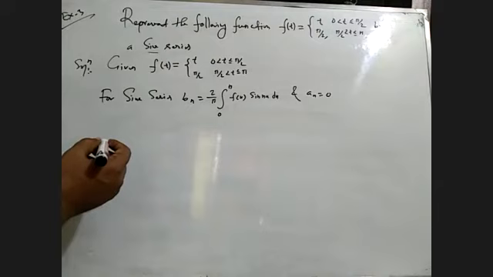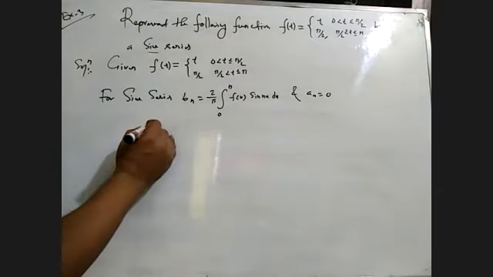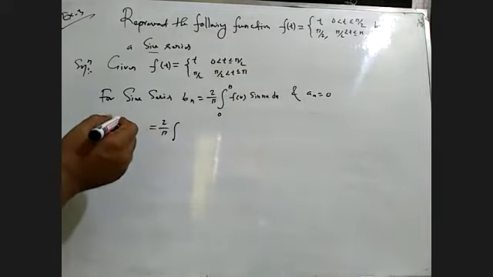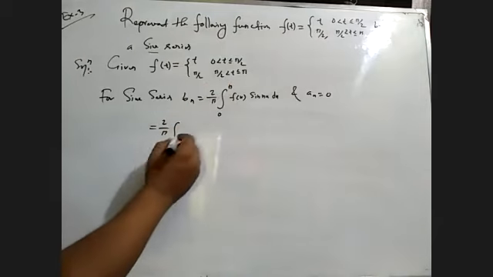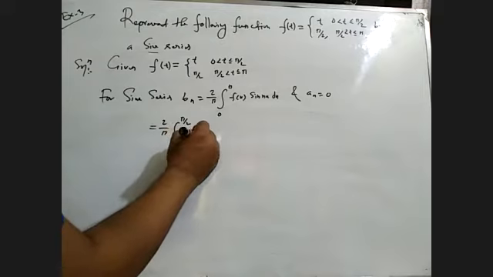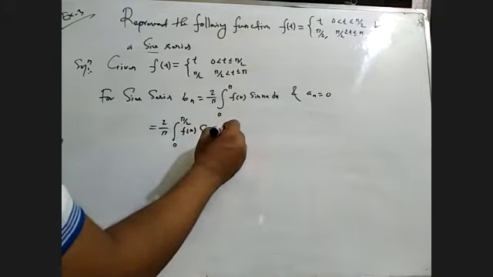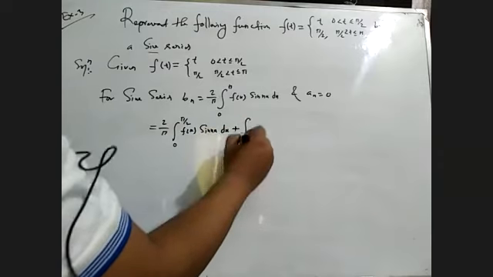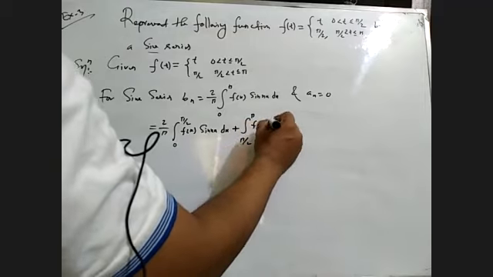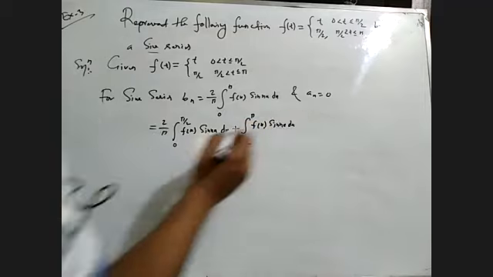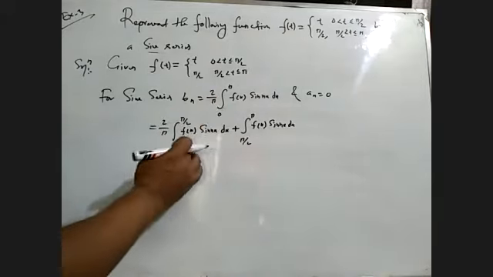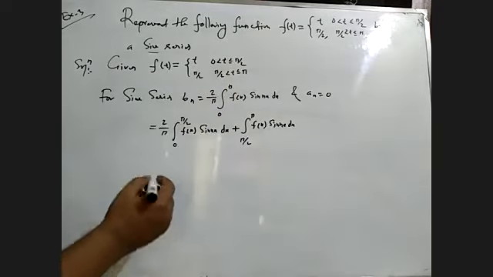So after putting our given function, we get 2 divided by pi, integral from 0 to pi by 2 of f of x sin nx dx plus integral from pi by 2 to pi of f of x sin nx dx. The total limit 0 to pi can be divided into two parts according to our given piecewise function.